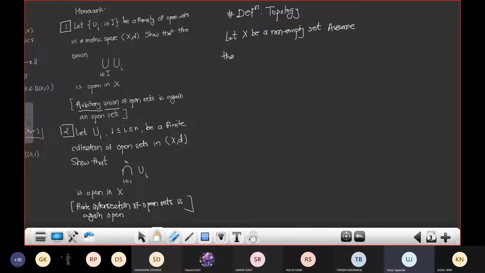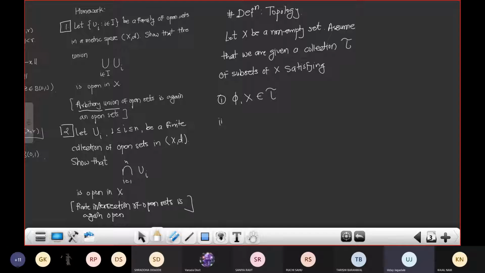Assume that we are given a collection tau of subsets of X, satisfying now there are three properties. The first property, it says that the empty set and X itself, phi and X, they are in this collection tau.